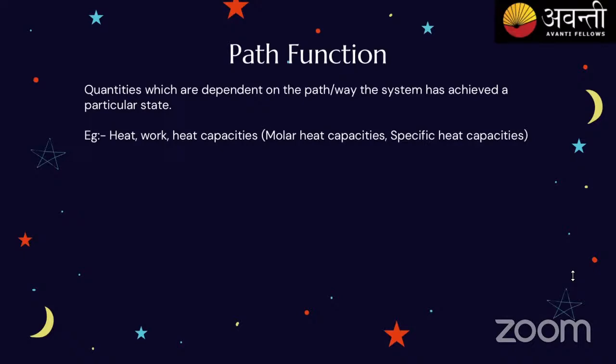State function doesn't depend on the path. A path function depends on the path. Whenever you try to see any property, think about whether changing the process, or taking a long process or a short process, changes the property or not. If it is changing, that will be a path function. If it is not changing, that will be a state function.